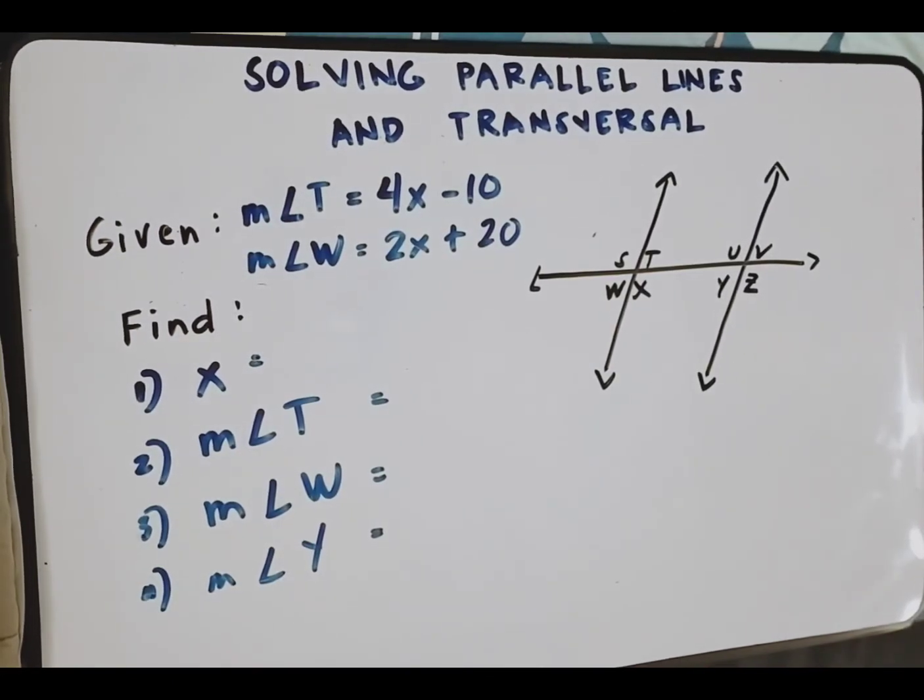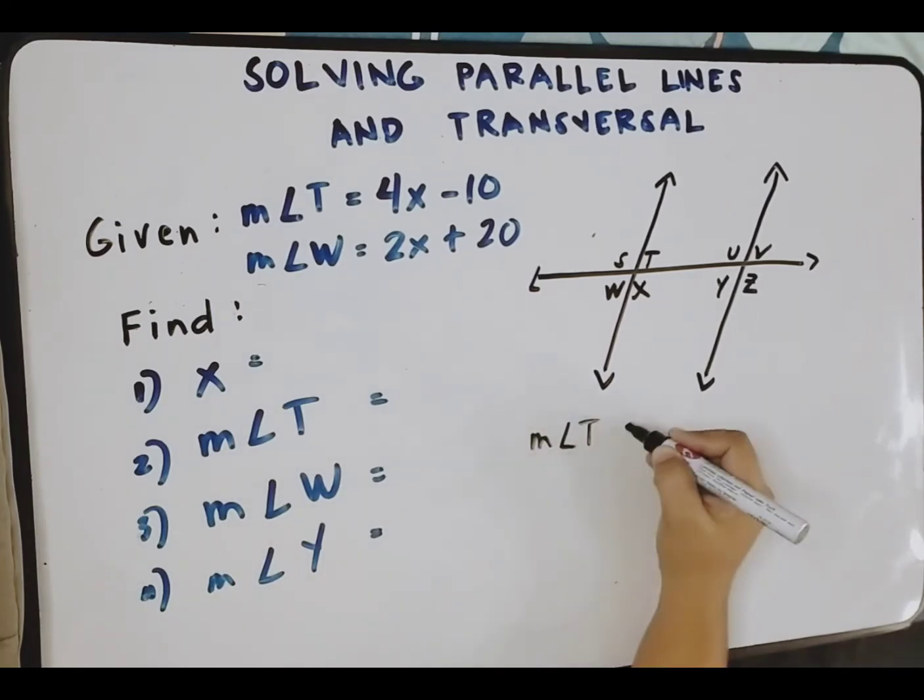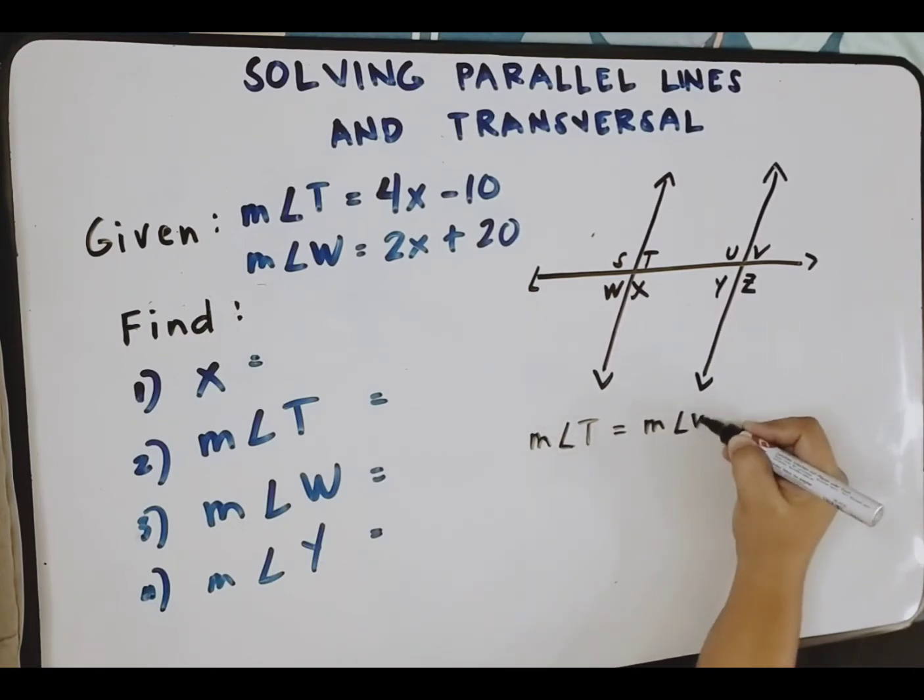Last example, we are given the measurement of angle T, which is equal to 4x minus 10, and the measurement of angle W, which is equal to 2x plus 20. We're going to find the value of x, the measurement of angle T, the measurement of angle W, and the measurement of angle Y. So first, solve for x. Angle T and angle W have a vertical angle relationship, and vertical angles are congruent or equal. Therefore, the measurement of angle T is equal to the measurement of angle W.